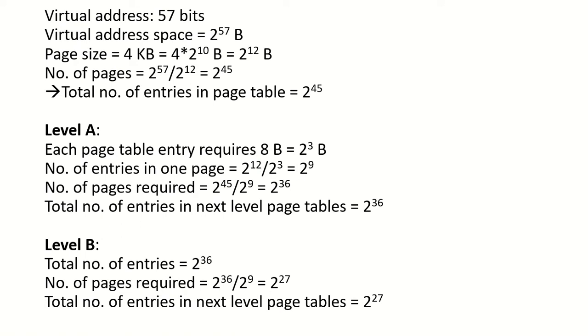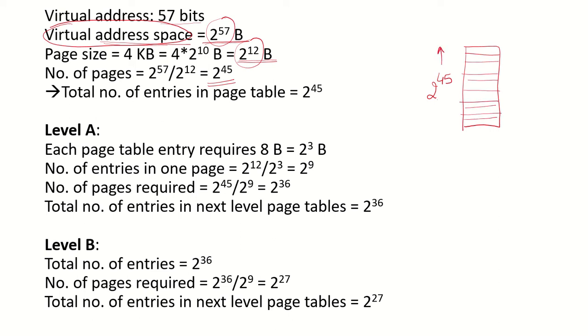So we know that the virtual address is 57 bits. So what is the total virtual address space? It is 2 to the power of 57 bytes. And the page size is 2 to the power of 12 bytes. So how many total number of pages are there in this virtual address space? 2 to the power of 57 divided by the page size. So there are a total of 2 to the power of 45 pages in the virtual address space. So that means that in the page table, there will be 2 to the power of 45 entries.